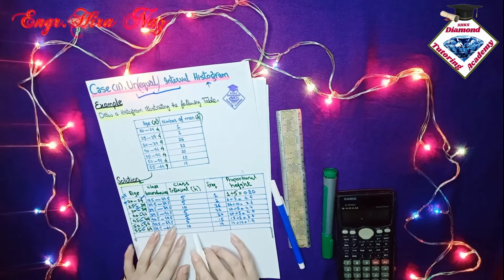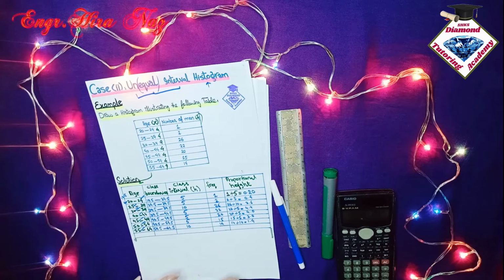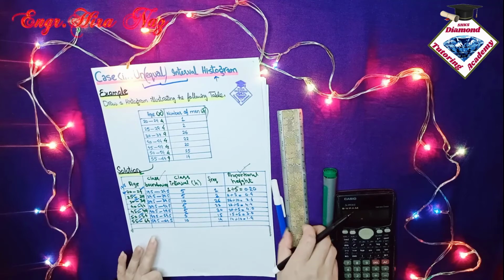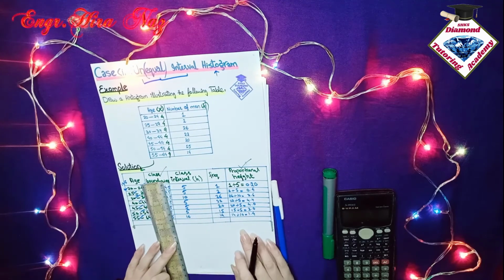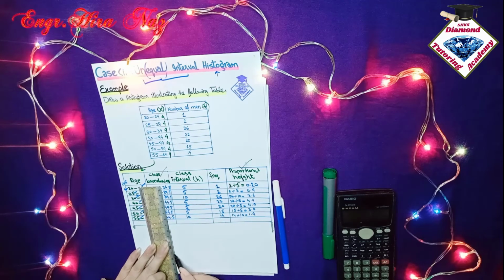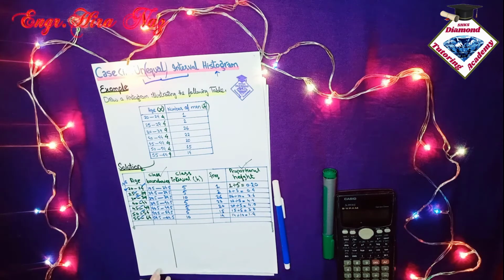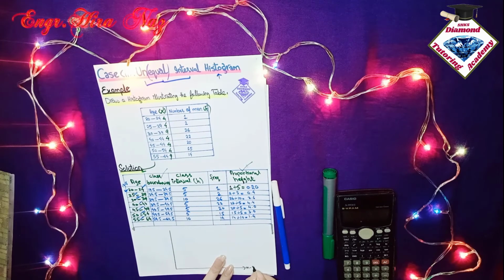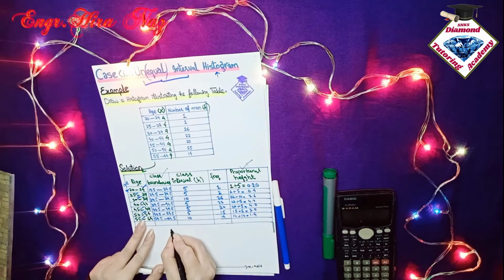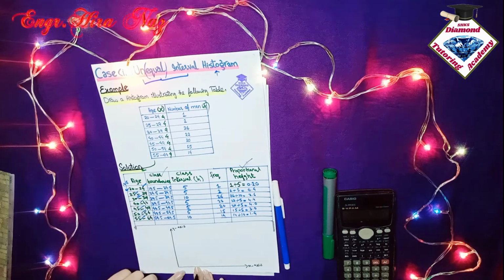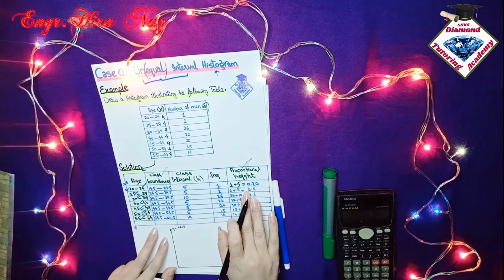Now we have to construct its histogram using only two columns: the column of class boundaries and proportional height. So for that, what you have to do? First you have to draw two perpendicular lines like this. You can see this as the x-axis and this as the y-axis. Now you have to plot class boundaries on the x-axis because these are independent of proportional heights.